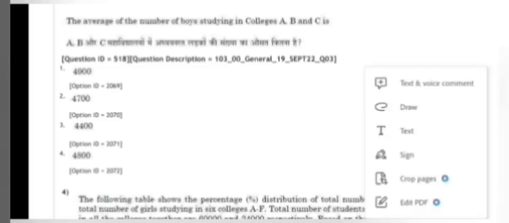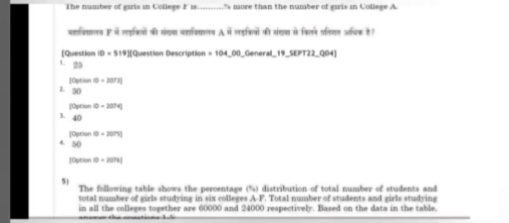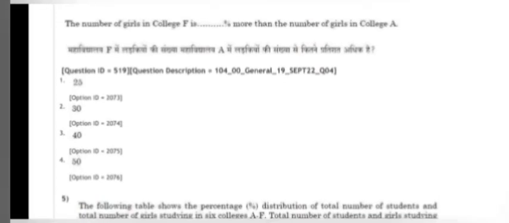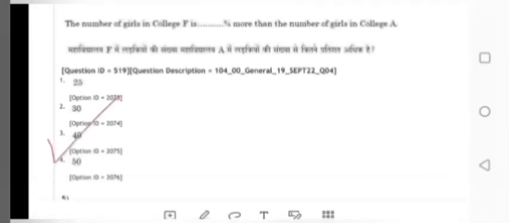Next, the average of the number of boys studying in colleges A, B, C is what? This will be 4,900. Next, the number of girls in college F is dash percent more than the number of girls in college A. It will be 40. Done.